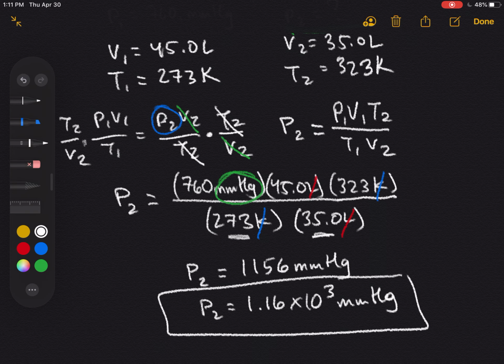If only there was a way to tie these things together, maybe into some sort of gas law that's ideal. Wink, wink.